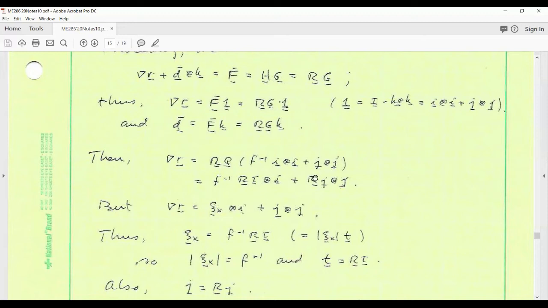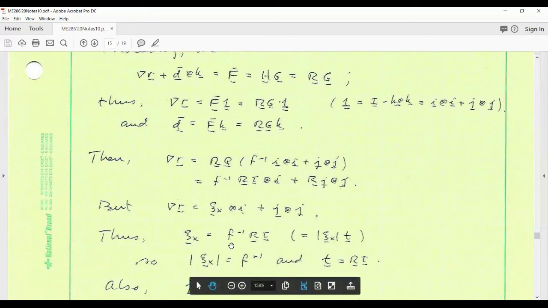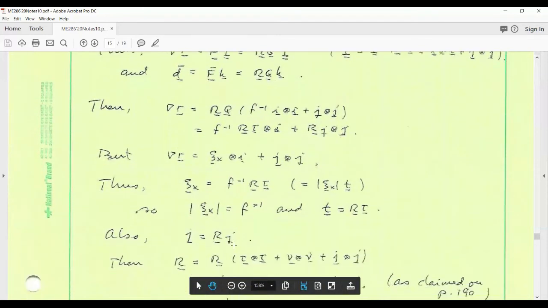So by comparing this with this, we could deduce that psi x is 1 over this F. F, remember, is associated with the plastic deformation, which I'm considering to be prescribed. Then psi x is that times R tau. But psi x is norm psi x times T. So immediately, norm psi x is 1 over F. Remember, F was positive. And T has to be R tau, right?